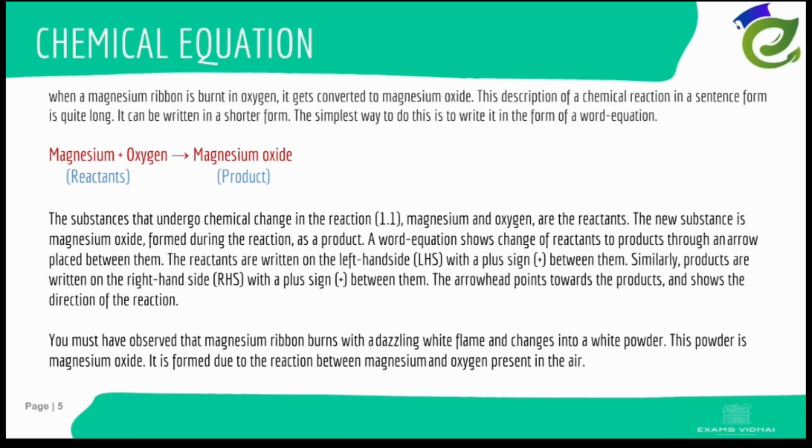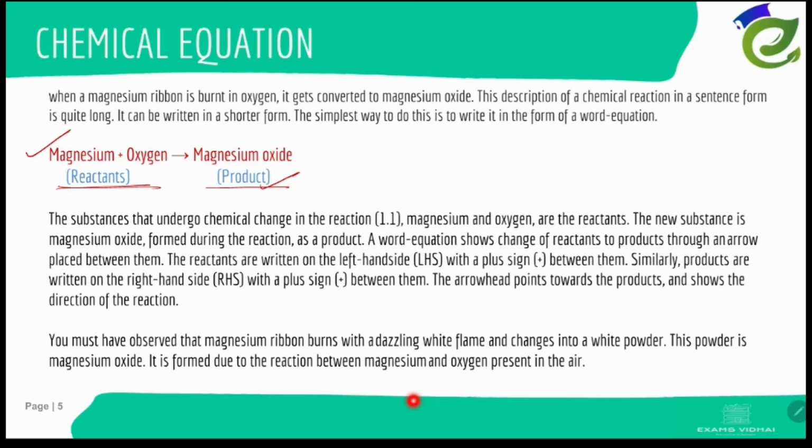When a magnesium ribbon is burnt in oxygen, it is converted into magnesium oxide. This is the reaction that we were discussing. This description of a chemical reaction in sentence form is quite long. Therefore, we'll write it in a short form: magnesium plus oxygen gives magnesium oxide. Here, magnesium and oxygen are the reactants. What is a reactant? The substances that take part in the reaction are called reactants, and the substances that are formed are called products. The substances that undergo a chemical reaction are magnesium and oxygen, and these are the reactants, and the product is magnesium oxide.